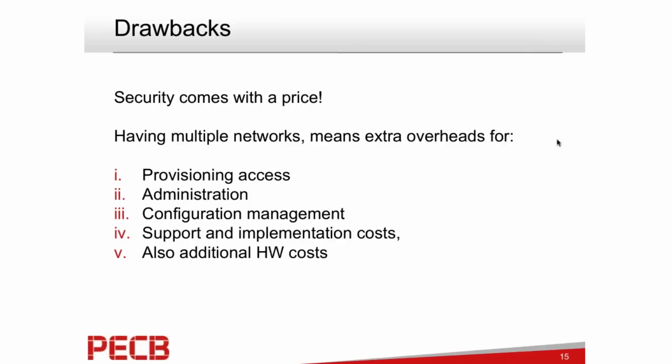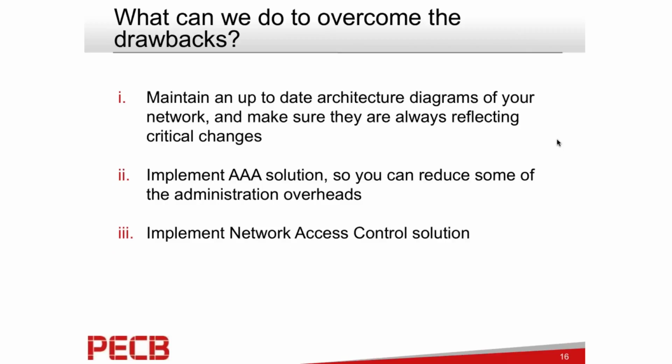Administering the equipment and administering the configuration management, support and implementation costs. Of course, there are additional costs if you are going for network segmentation, as simple as just buying more routers, more firewalls. So it includes additional hardware costs. So for those drawbacks, how can we overcome them?